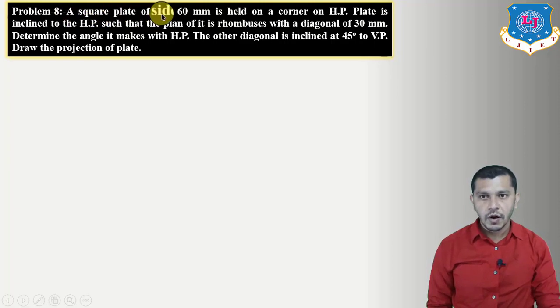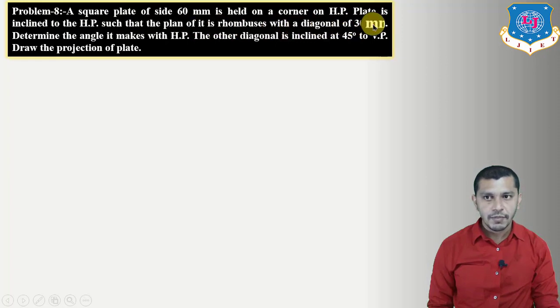A square plate of size 60 mm is held on a corner on the horizontal plane. Plate is inclined to the horizontal plane such that the plan of it is a rhombus with a diagonal of 30 mm. Determine the angle it makes with the horizontal plane. The other diagonal is inclined at 45 degrees to the vertical plane. Draw the projections. So first of all, draw the XY reference line.